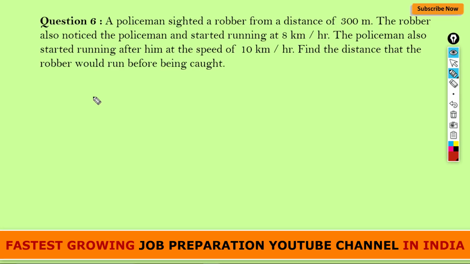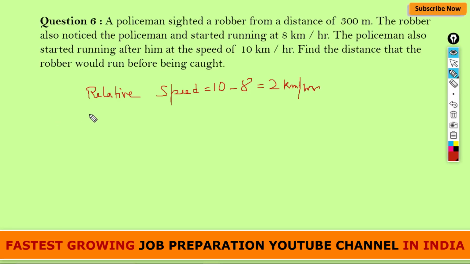One thing to note here again is that both people are moving in the same direction. Previously it was in opposite directions. Since both are running in the same direction, for relative speed we have to subtract. That means 10 km per hour minus 8 km per hour, which gives us 2 km per hour.